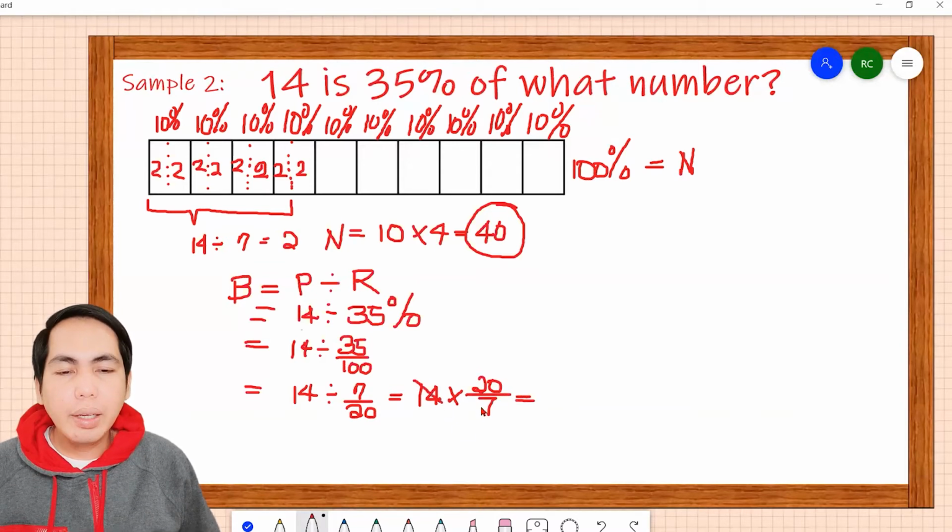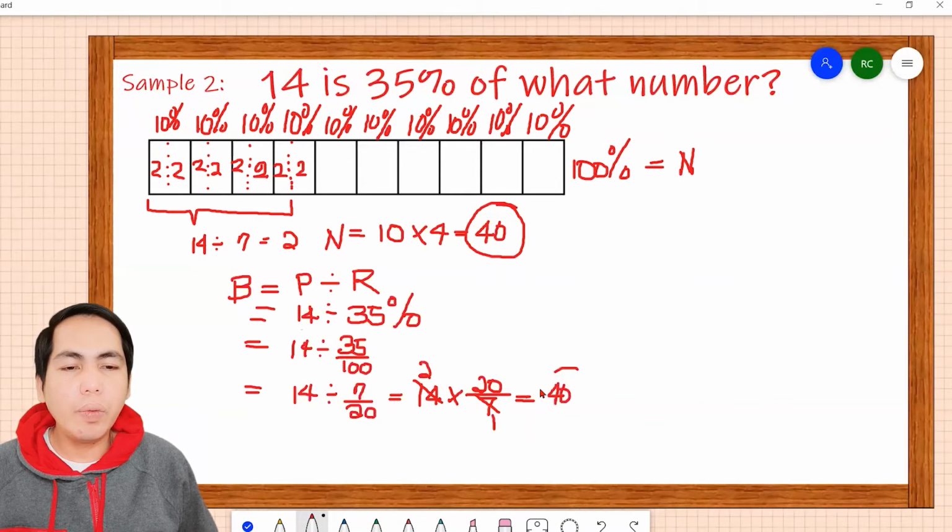So, we can cancel 14 and 7. So, 7 divided by 7 is 1. 14 divided by 7 is 2. So, 2 times 20 will give us 40.